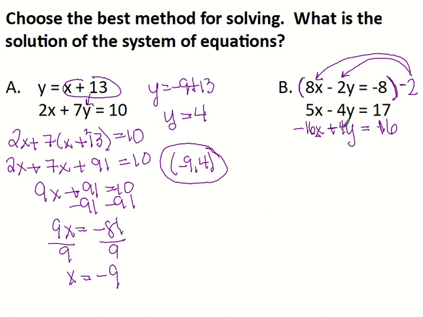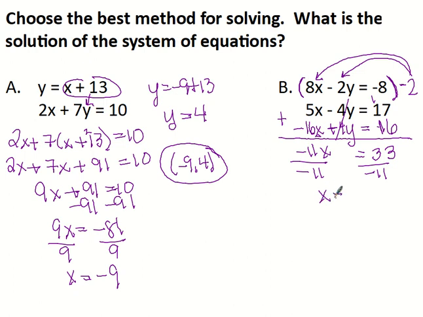Now that I have same coefficient but opposites, I can do that plus part and eliminate. So this is going to get me negative 11x. The y's get eliminated, and I get equals 33? I'm going to go with, yeah, you're right. Am I good? Yes. Right? Because 6 and 7 is 13? Mm-hmm. Okay. And then we're going to divide by negative 11. We're going to get x equals negative 3.